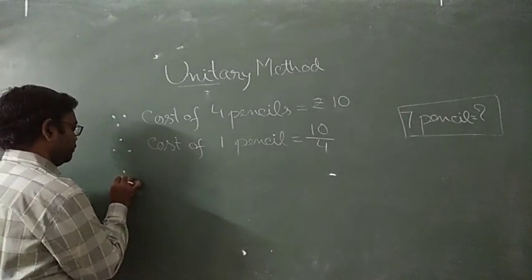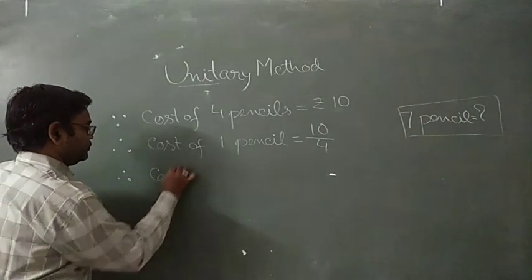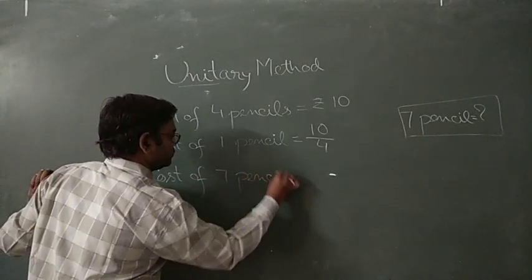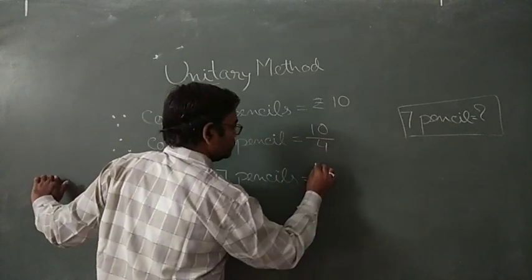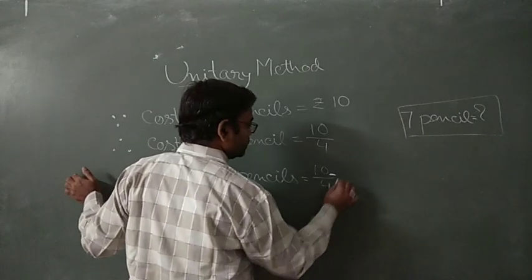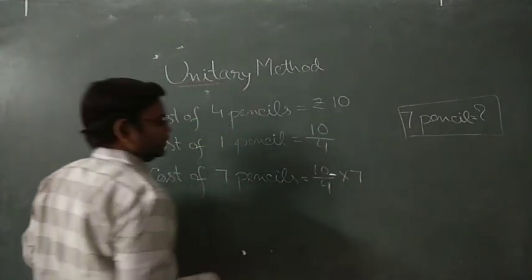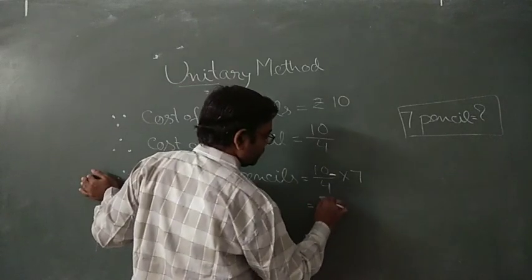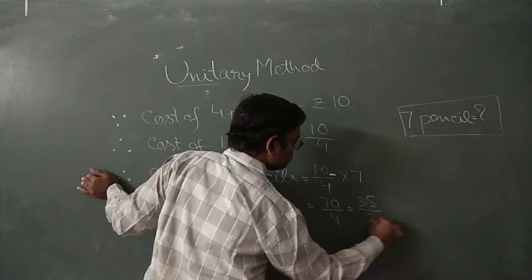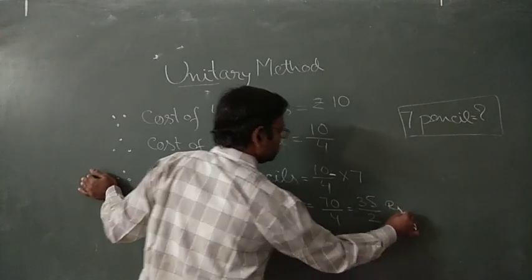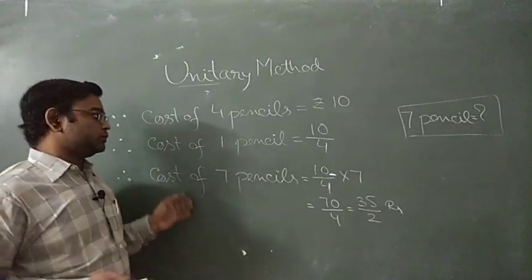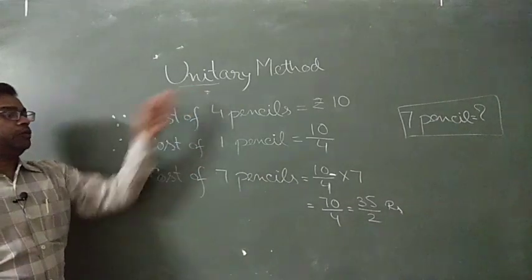Now the required one, cost of 7 pencils, equals 10 upon 4. It is the cost of 1 pencil and there are 7, so we multiply by 7. So it's 70 upon 4, or we can say 35 upon 2 rupees. So this type of process we do in our unitary method.